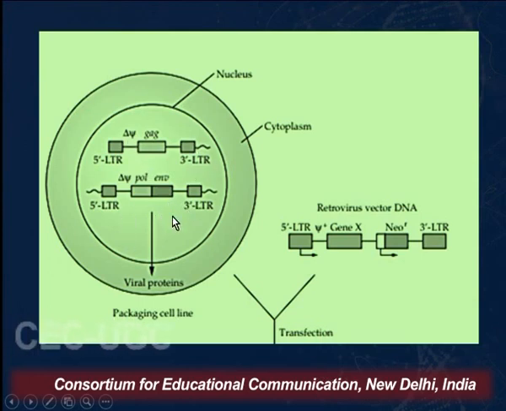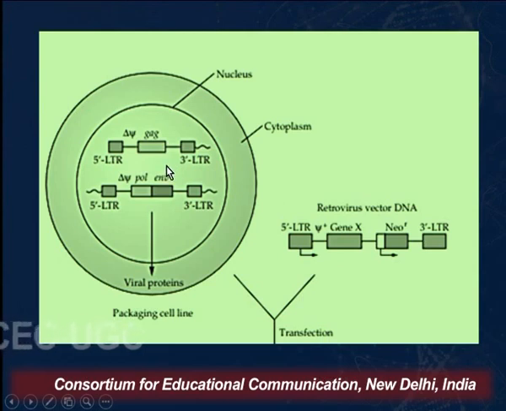The packaging cell line contains these packaging proteins. However, it lacks what is called omega. This is an encapsulation signal. This encapsulation signal is provided in the vector, you can see here, but not in the packaging cell line.